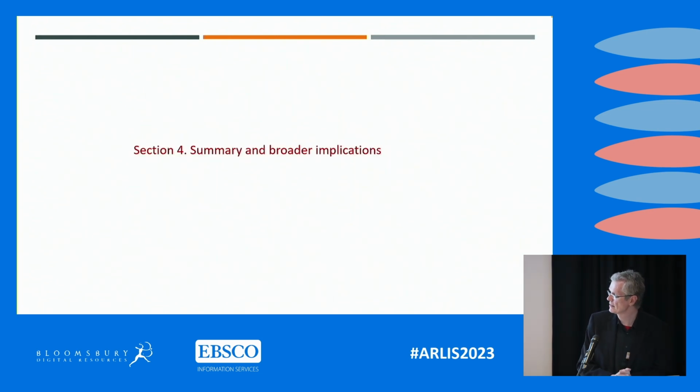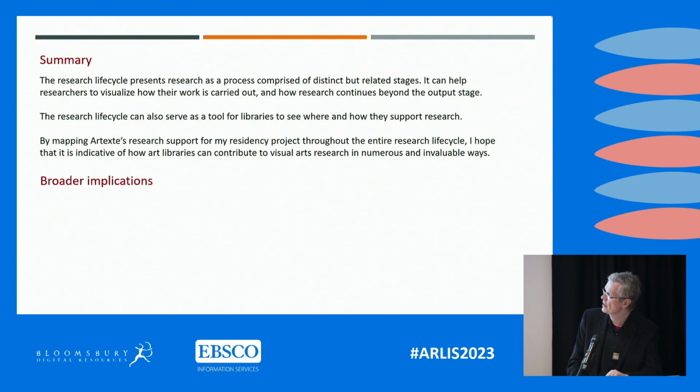There we go. Okay, so it's the final section where I'll just summarize a few key points and then talk about the broader implications. So the research lifecycle presents research as a process comprised of distinct but related stages. It can help researchers to visualize how their work is carried out and how research continues beyond the output stage. So it can also be a tool for libraries to see where and how they support research. As well, by mapping Artexte research support for my residency project throughout the entire research lifecycle, I hope that it's indicative of how art libraries can contribute to visual arts research in numerous and invaluable ways.